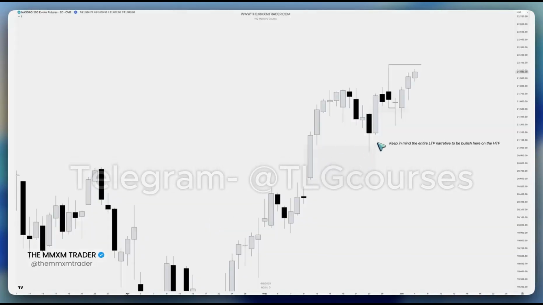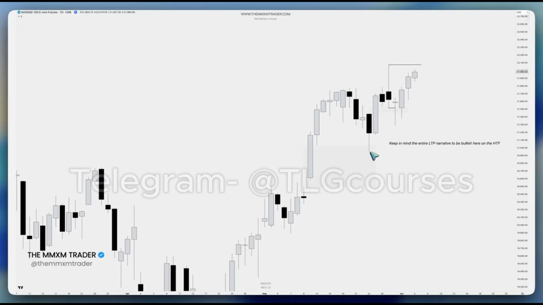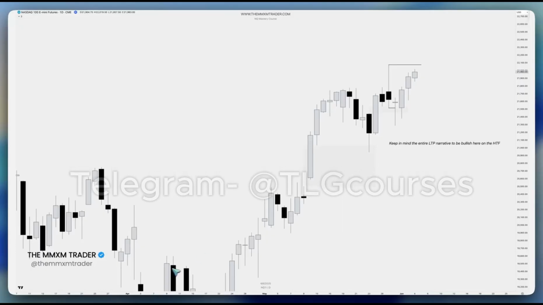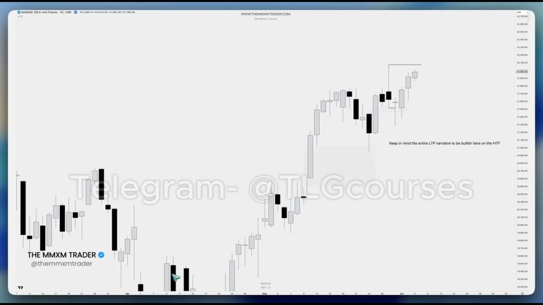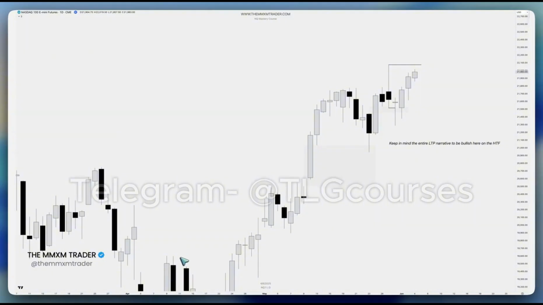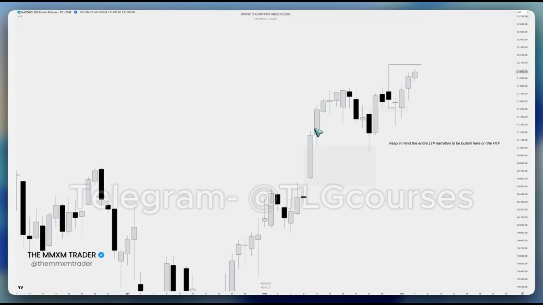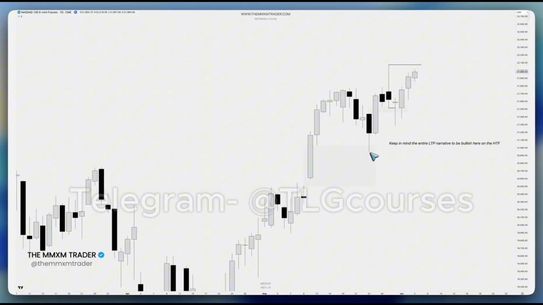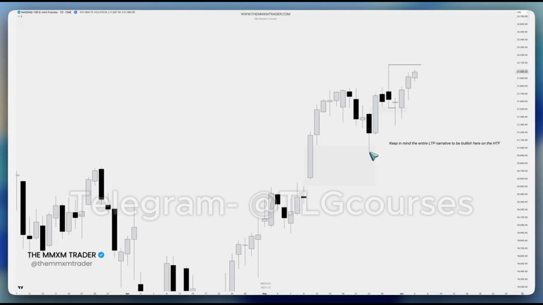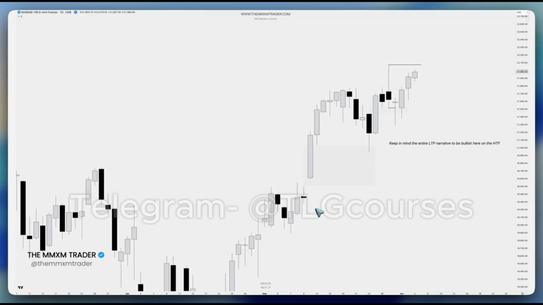Okay, keep in mind the entire LTP narrative to be bullish here. So you should know why we're bullish here. Remember that monthly fair value gap here. Remember the candle closure on the monthly fair value gap, the wick below and the close above. All of that should help you with building in a bullish bias here. Okay, anatomy of a candle, all of it.